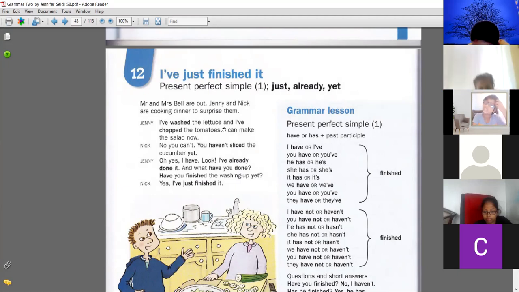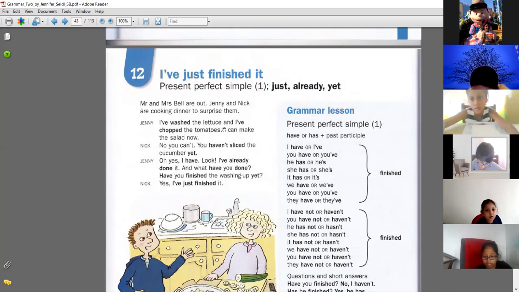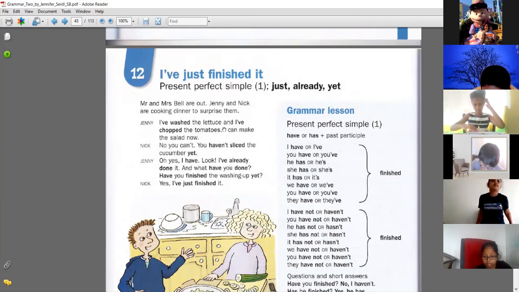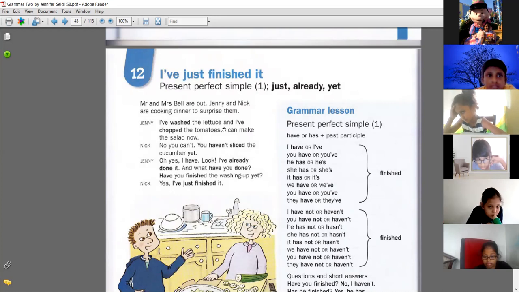Okay. Next one, Rion. Next, your sentence is you haven't sliced the cucumber yet. What teacher? You haven't sliced the cucumber yet. Please wait. Can you tell it again, teacher? You haven't sliced the cucumbers yet.